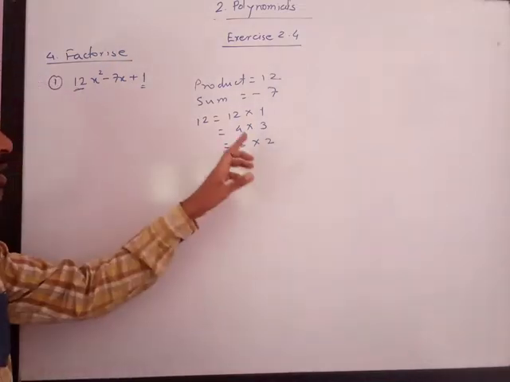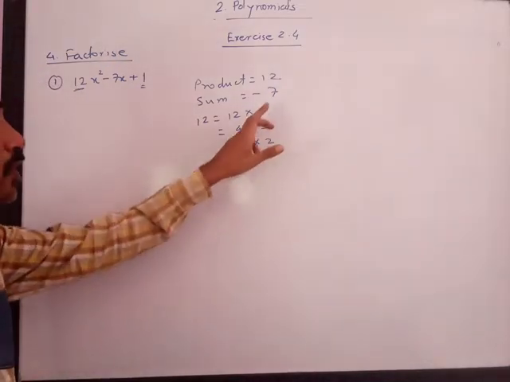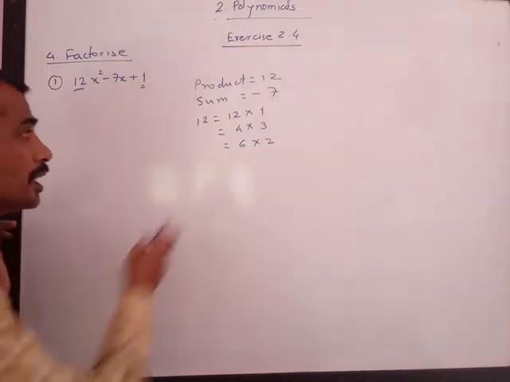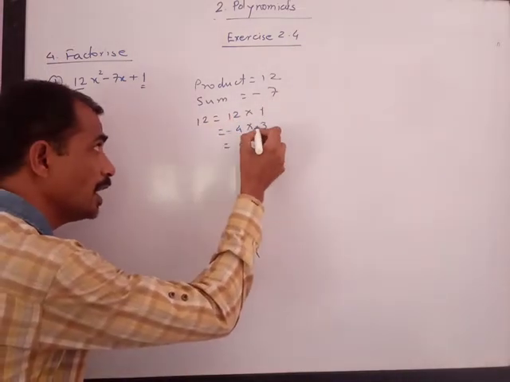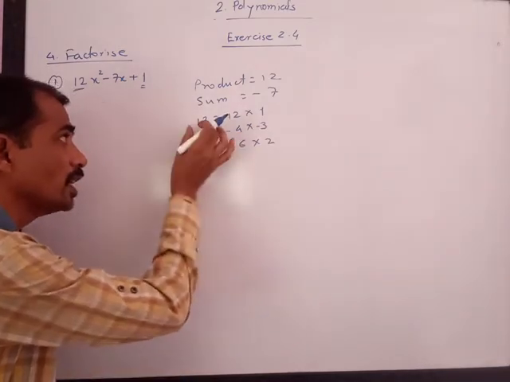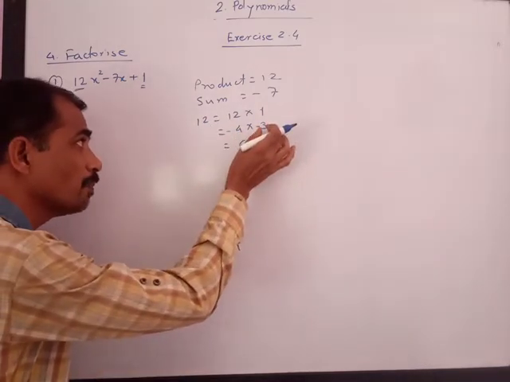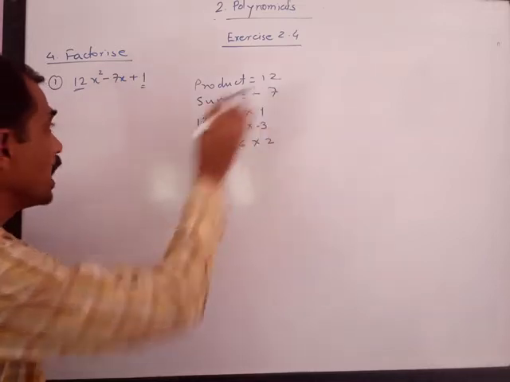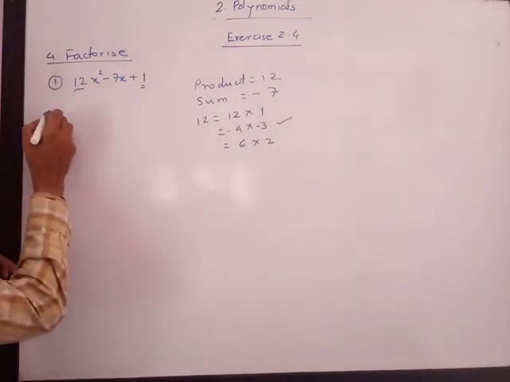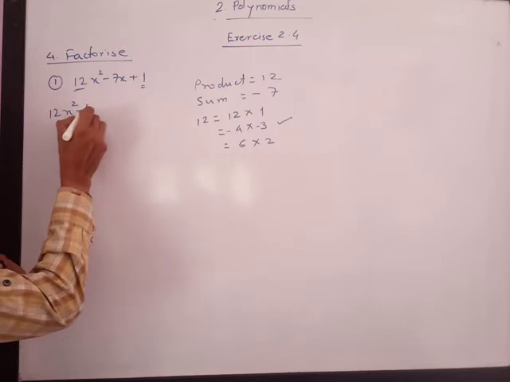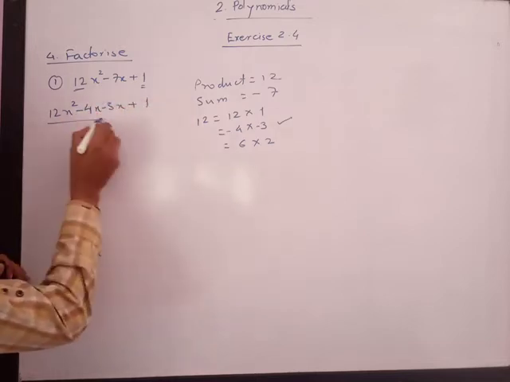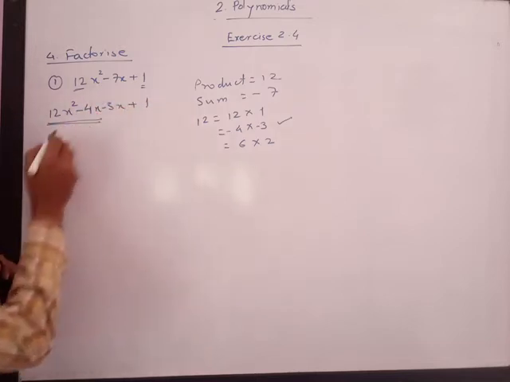Now we want two numbers which will have the sum negative 7. So if you take negative 4 and negative 3, you will get negative 4 into negative 3 is 12, and negative 4 plus negative 3 will be negative 7. So we have to select these numbers. Hence factors are 12x square minus 4x minus 3x plus 1. Now from the first two terms we can take 4x common.